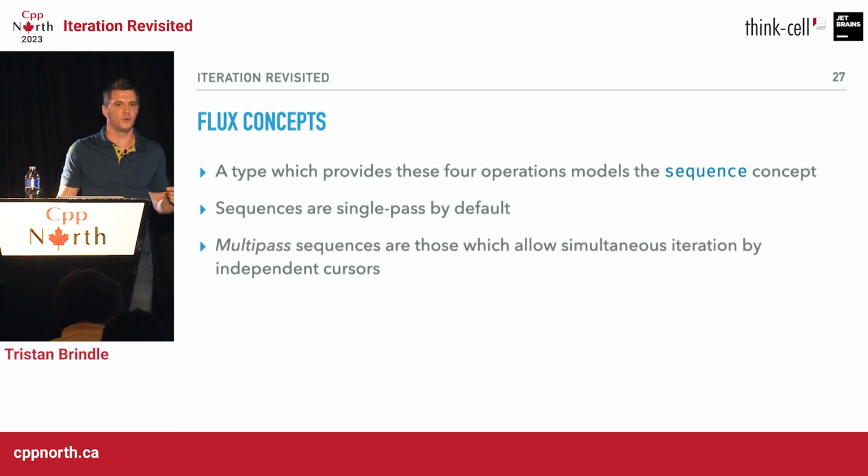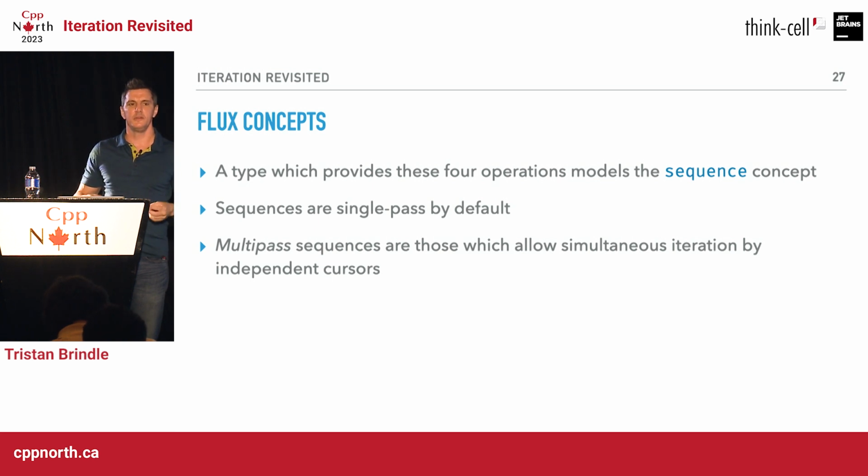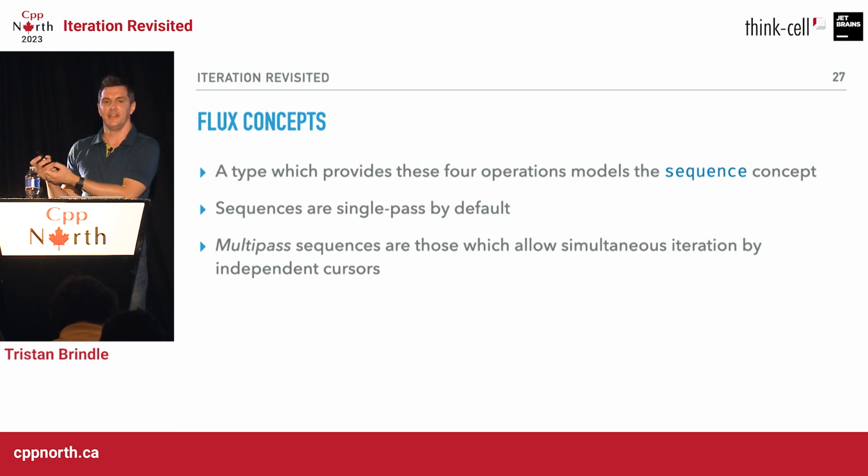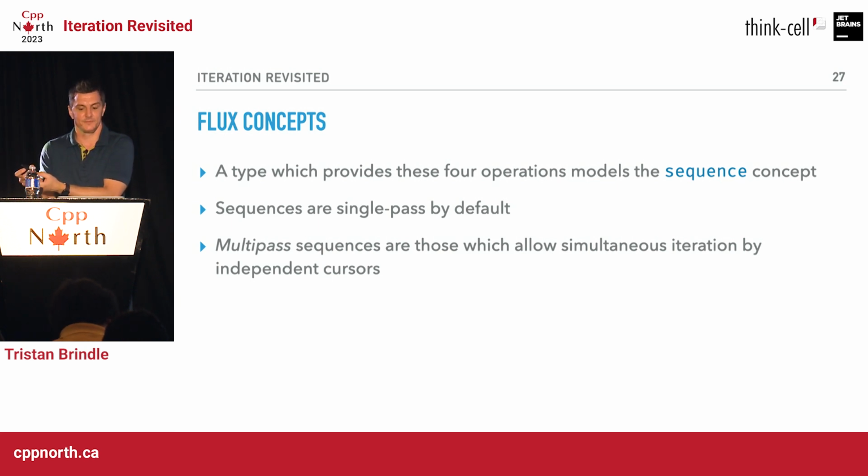So multi-pass sequences have some additional requirements on their cursor. For single-pass sequences, we have very minimal requirements on the cursor. It needs to be movable, and we assume that the move operation is cheap. But beyond that, a single-pass sequence can use any internal cursor representation that makes sense to that sequence, right?